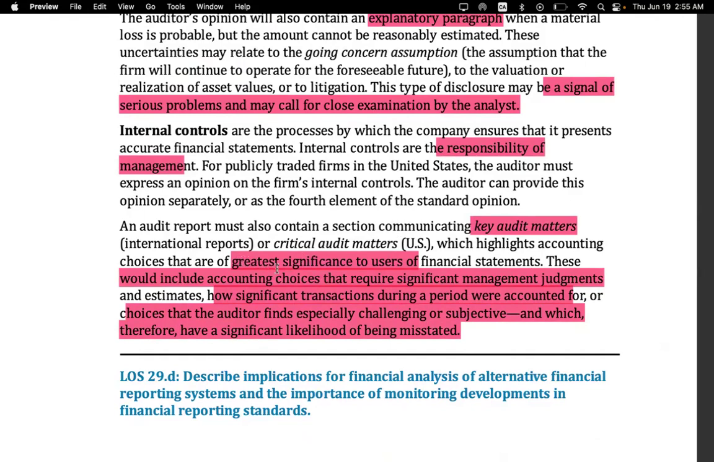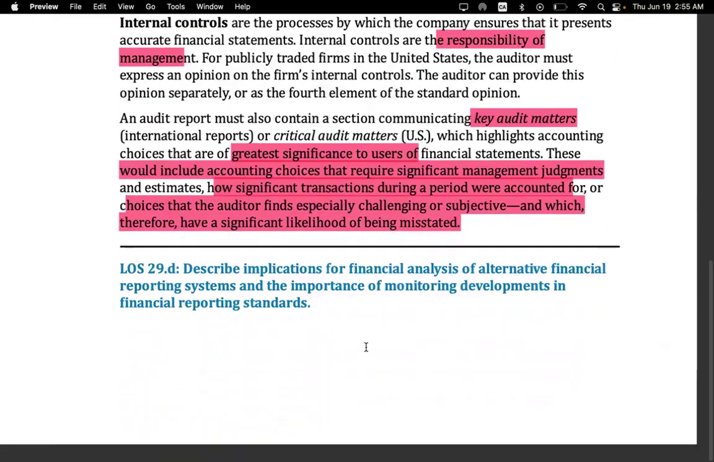Accounting choices that are of greatest significance, accounting choices that require significant management judgment, significant transactions. Everything has significance: significance to users, significant management judgment, significant transactions during the period were accounted for, and any choices that the auditor finds especially challenging or subjective.